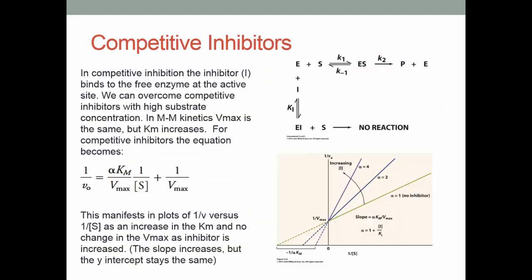In competitive inhibition, the inhibitor binds to the free enzyme at the active site. Because of this, the apparent specificity of the substrate decreases, which translates to an increase in the apparent Km under Michaelis-Menten conditions. The Lineweaver-Burk plot of 1 over reaction velocity versus 1 over substrate concentration at increasing inhibitor concentration shows an increasing slope with a constant x-intercept and an increasing y-intercept.